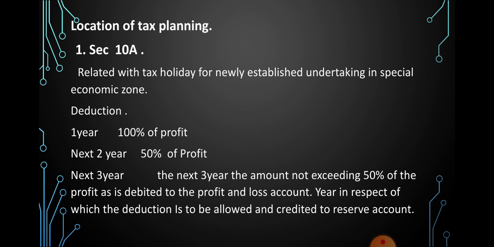The deduction is 100% of profit in the first year, 50% of profit in the next year, and in the third year it is not exceeding 50% of the profit.